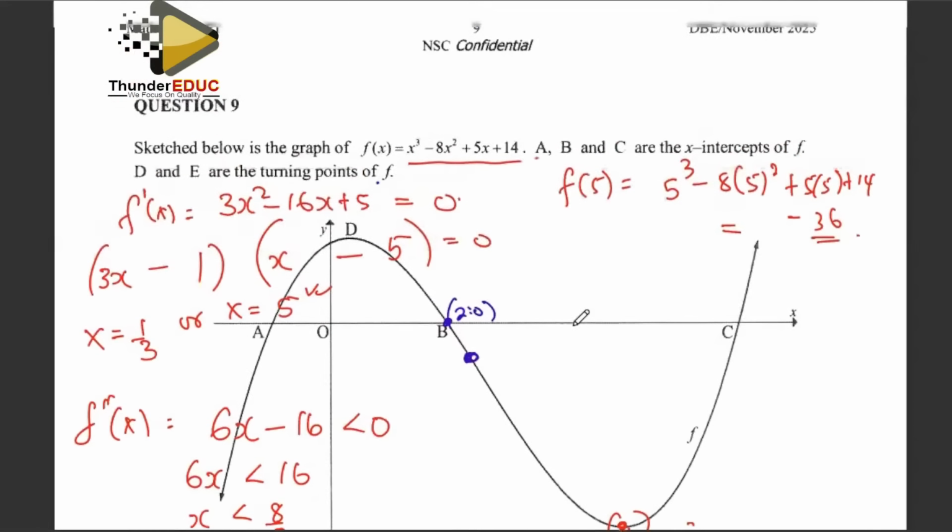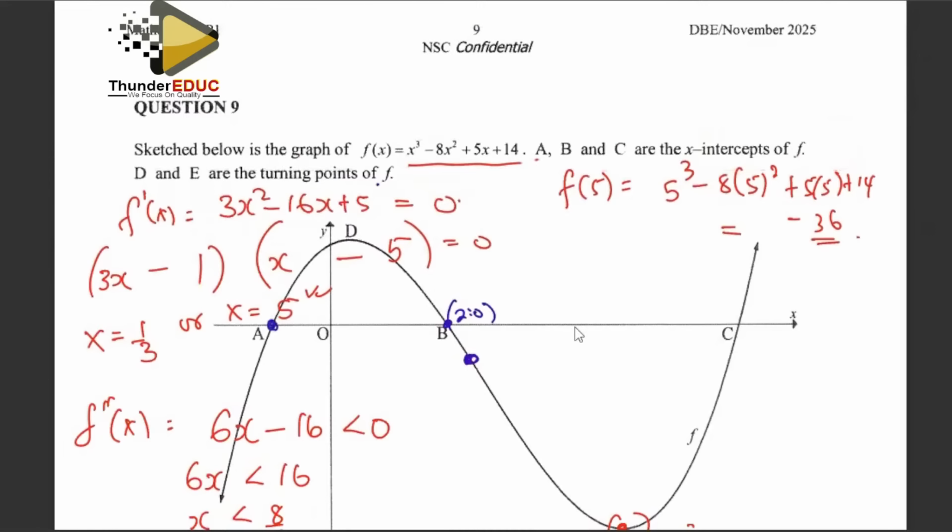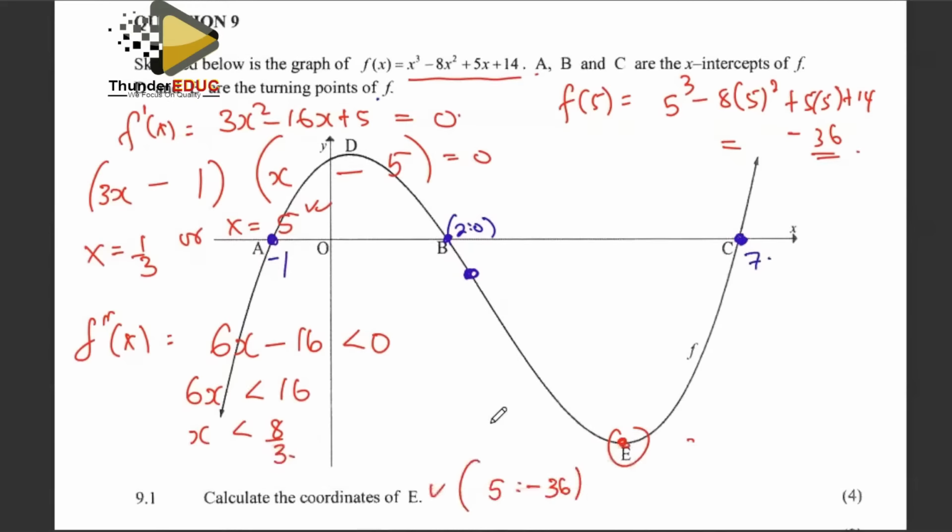So we need to look at the two scenarios and identify which one really favors. So what I would do would be to obtain the coordinates of A, B, and C. We can use the synthetic method, or you can use the long division, to obtain that. And so what I'm observing is that this A is going to be negative 1. We have a 2, and then this is going to be a 7. Okay, so if that is the case, how are we going to represent this?